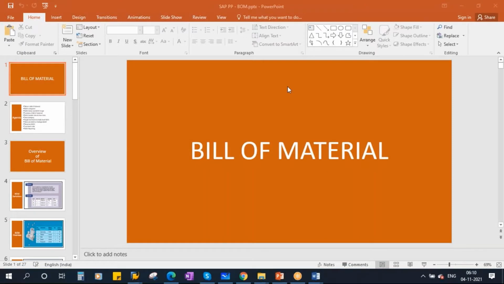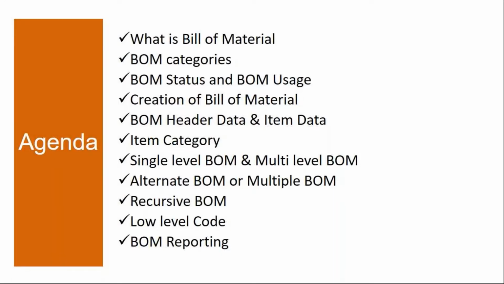Okay, so we will be starting our next topic, that is bill of material. The topics that we are going to cover: we will see what is bill of material, what are the BOM categories, and we will understand what is BOM status and BOM usage. We will explain these things. Then, in the system, we will create a bill of material.